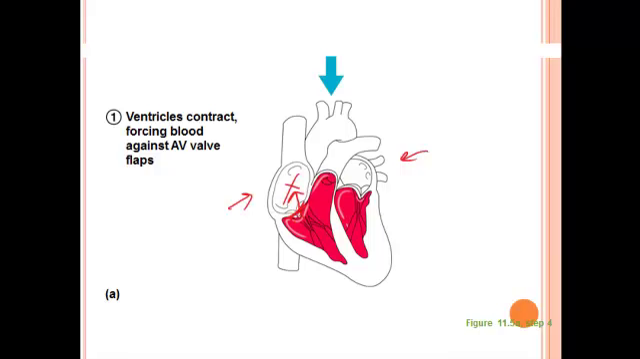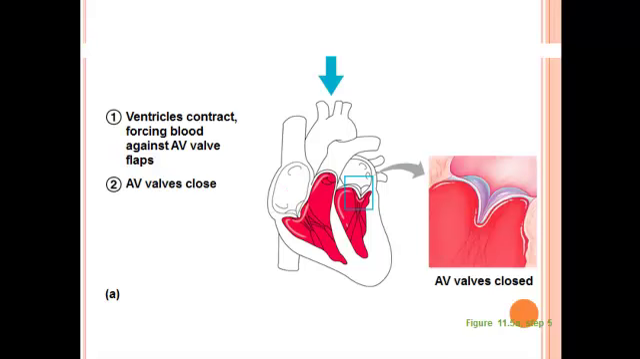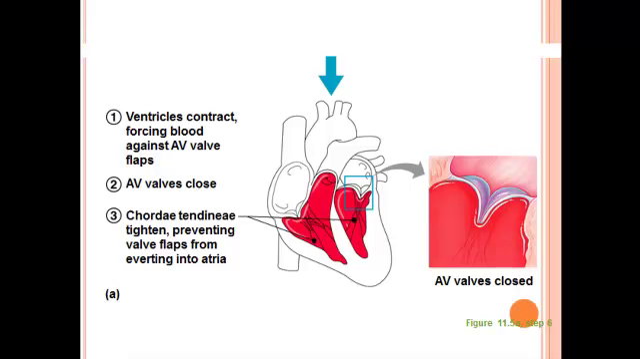Then as the pressure rises and mounts, what's going to happen is this is going to force the semilunar valves open. You can see the chordae tendineae here that are holding those AV valves from flapping back open. So as the blood is pushing against them, these cords, these tendon-like structures here, keep those from flapping in backwards, kind of like an umbrella.